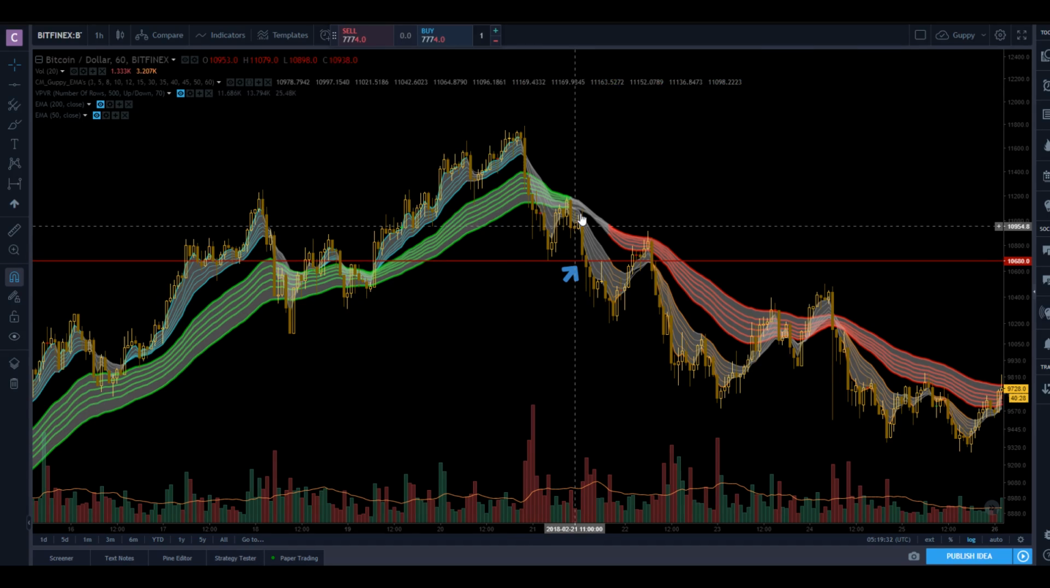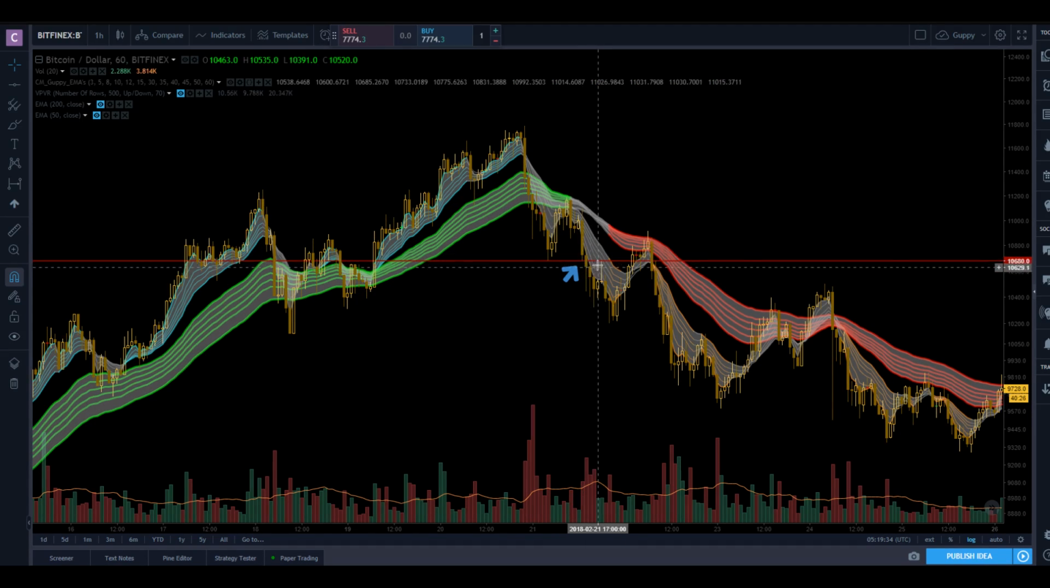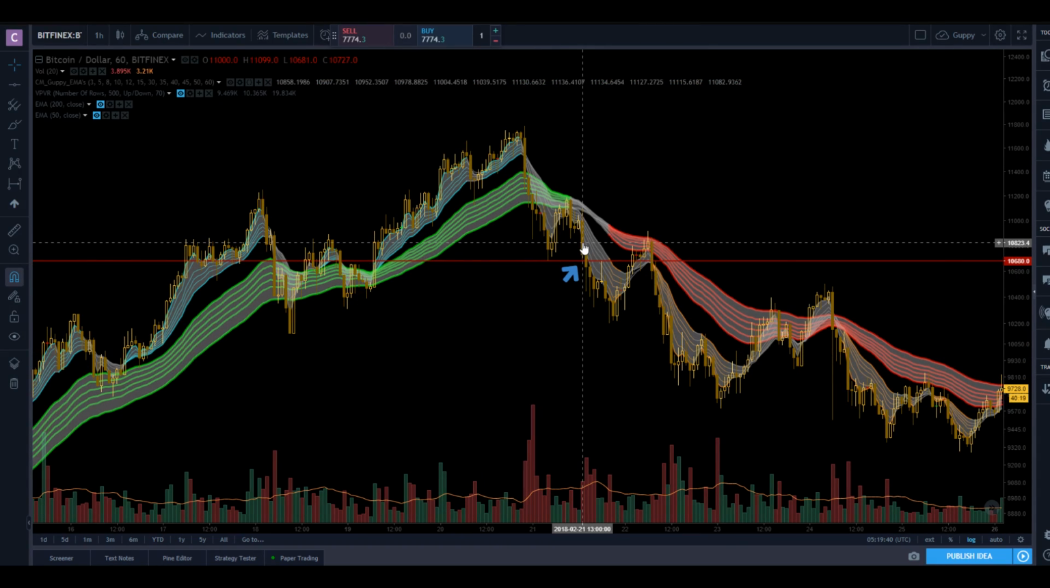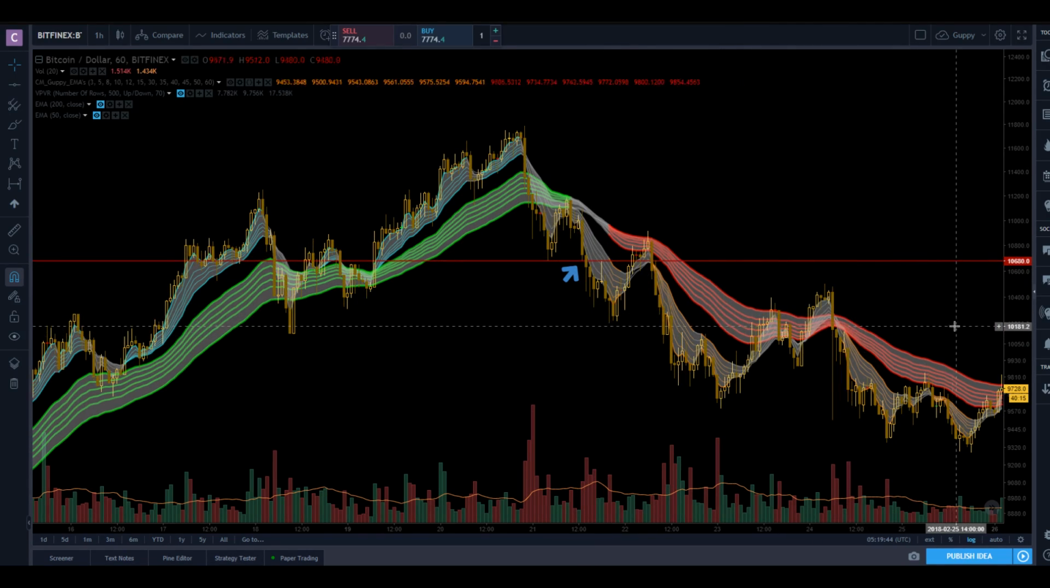So our stop loss is here, we just let it activate. It activates, and we're out at about 10,680. And then we don't touch anything because it's turning red, and we wait for a re-entry.